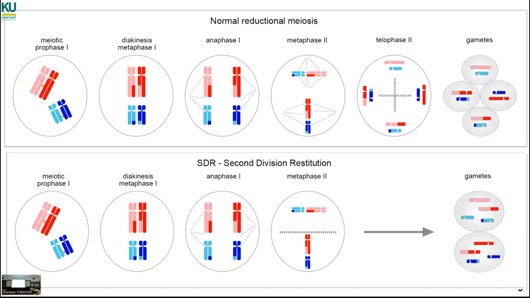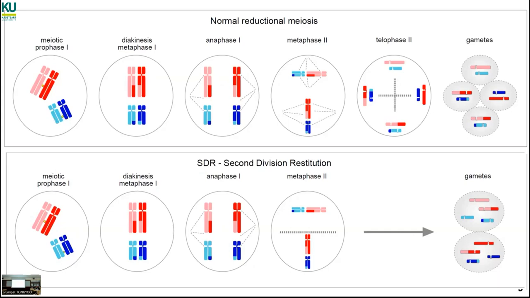Now, what is interesting, but I'm not going to talk about it because it's quite complicated, but for those who like to know, you can see that the gametes here, to a great extent, are heterozygous. So with FDR, first division restitution, you keep a greater part of the heterozygosity. That is not the case with second division restitution.